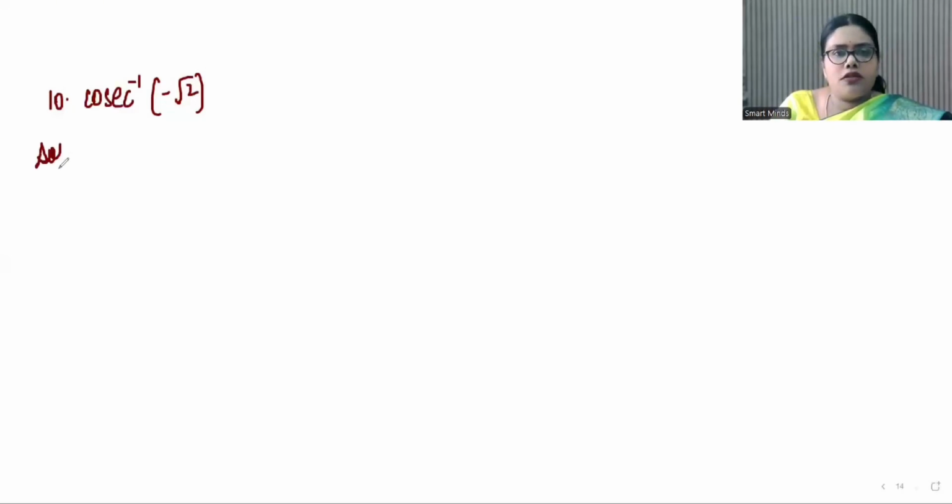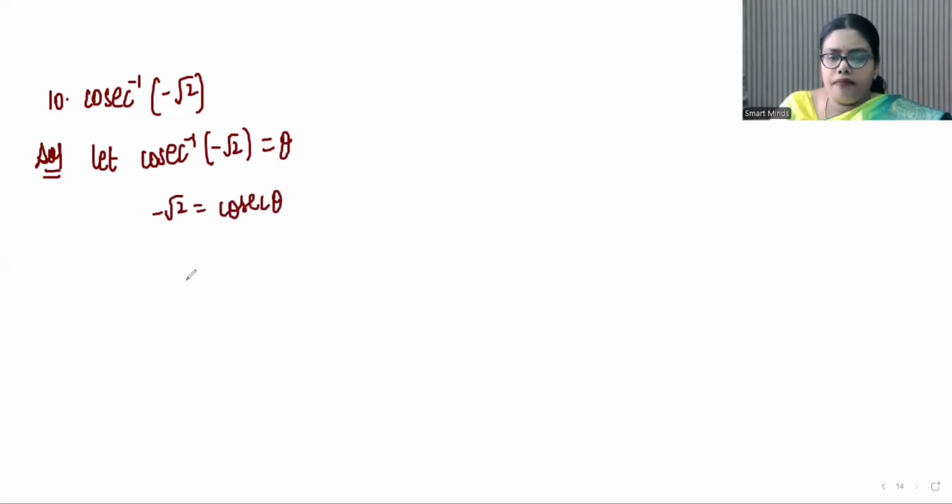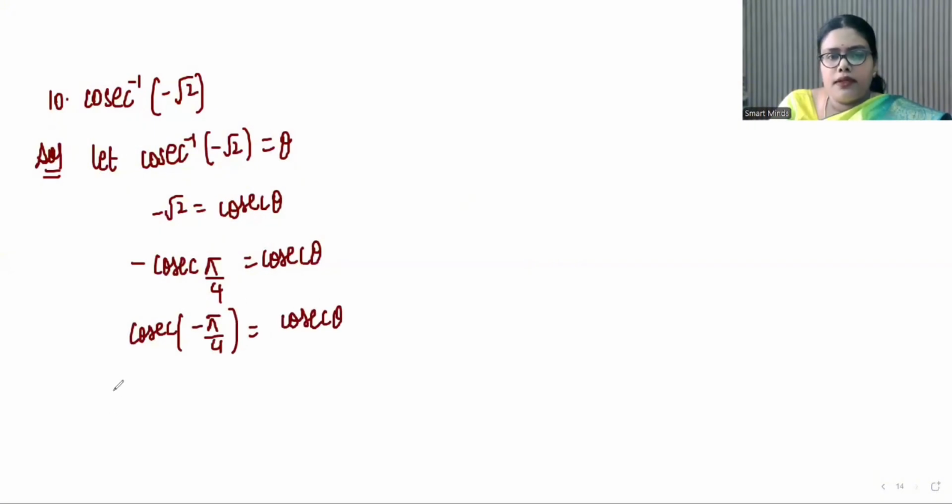Take the next question, cosecant inverse of minus root 2. Let cosecant inverse of minus root 2 equal theta. So minus root 2 can be written as cosecant theta. Now root 2 can be written as cosecant pi by 4. We know that minus cosecant theta can be written as cosecant of minus theta, since cosecant of minus x is equal to minus cosecant x.